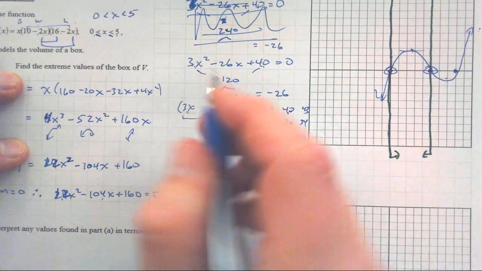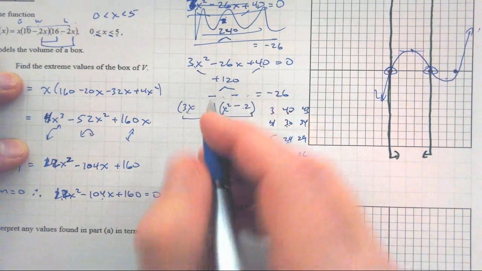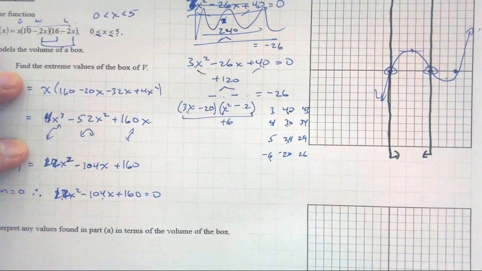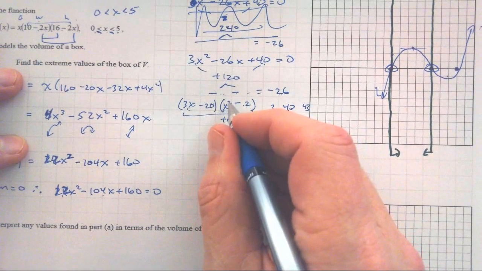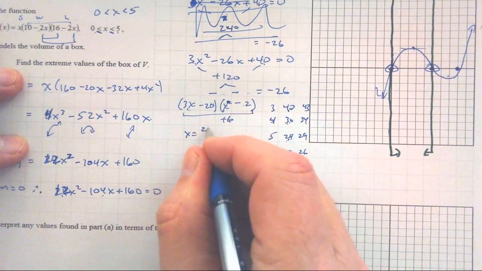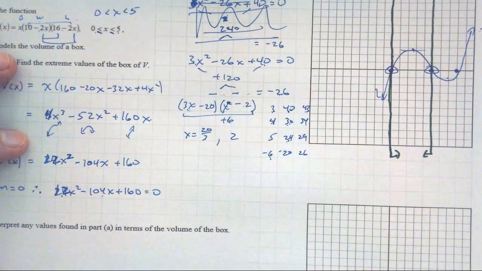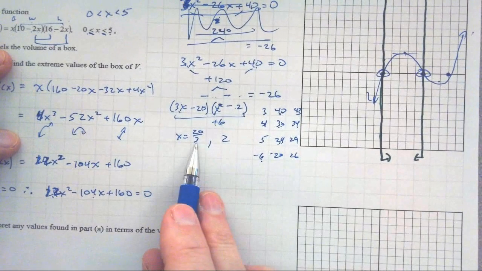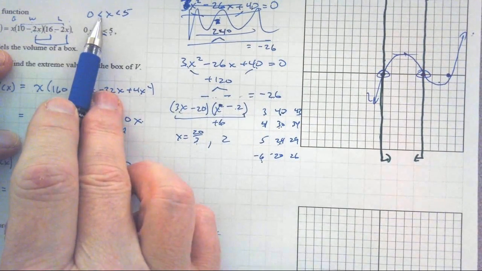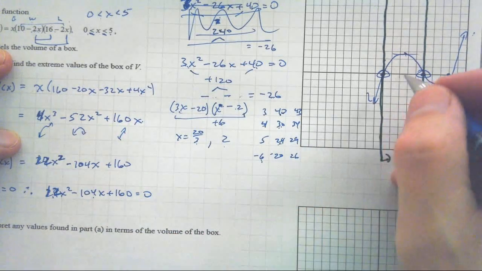Now, first times first equals first. This is an x squared. Last times last equals last. Minus 2 times minus 20 equals plus 40. So either x is 20 thirds or x is 2. Well, 20 thirds is beyond my domain, so x equals 2 is right here.